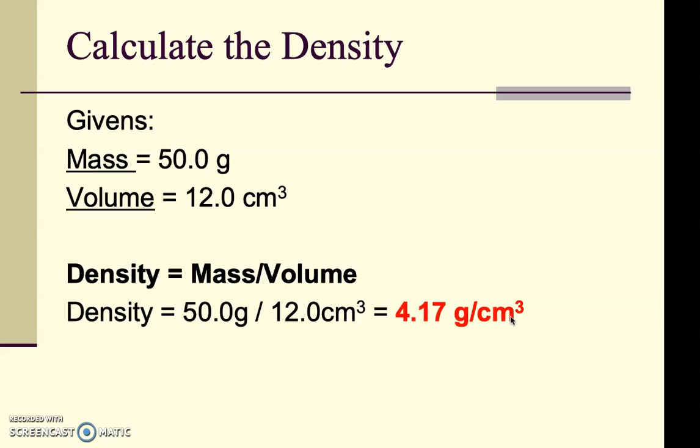Now just remember, if you're calculating the density of a liquid, it's going to have mLs in its unit, grams per mLs. In this case, it's a stone. So you just have to be careful, evaluate your answers, and make sure your units are correct.